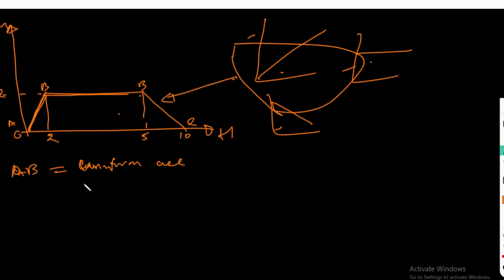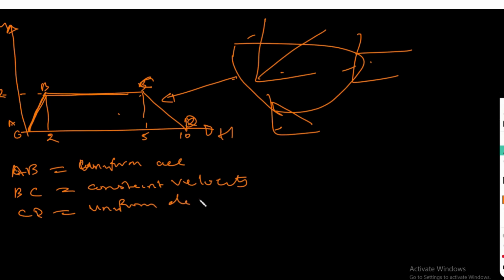So you have AB equals uniform acceleration, and then C, sorry, C and D. So BC now will be what? Constant velocity. So that's how you interpret the graph. And then CD will be what? Uniform deceleration. So you have described the graph. AB is uniform acceleration from this graph. BC is constant velocity. CD is what? Uniform deceleration.